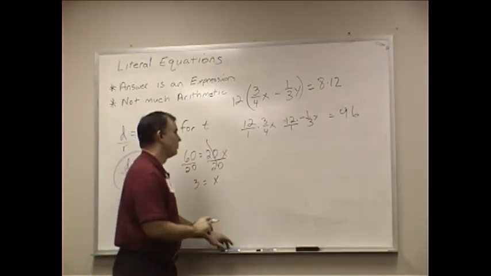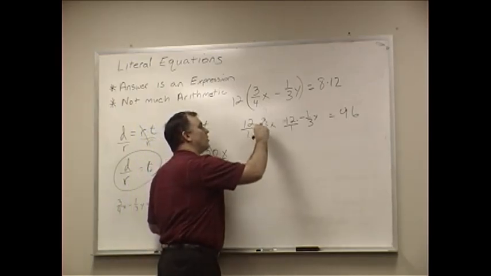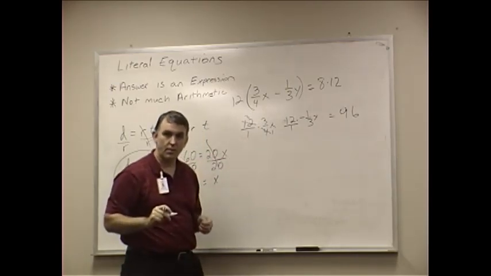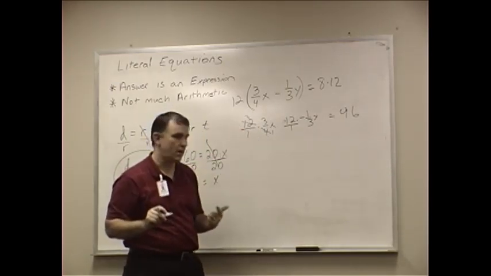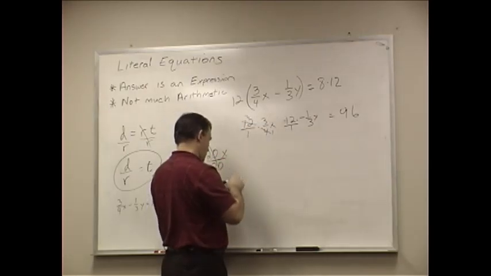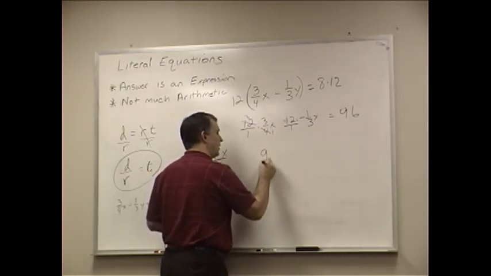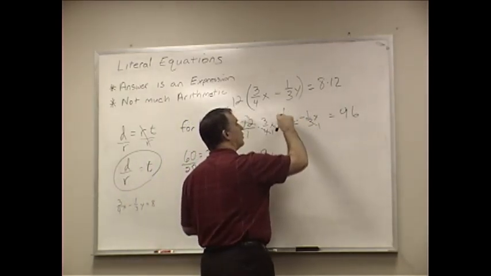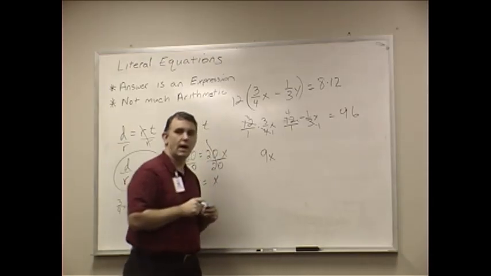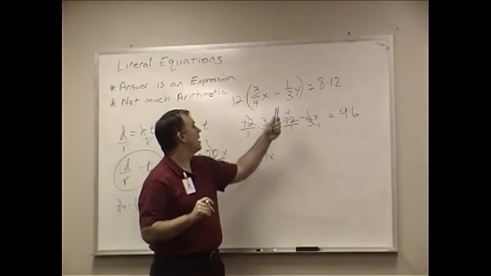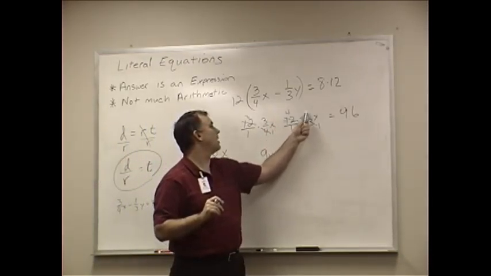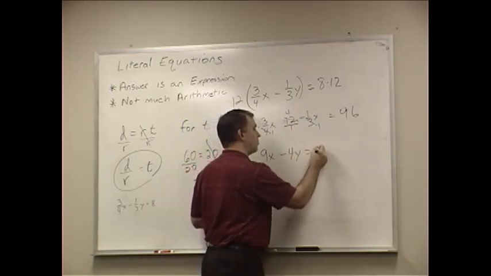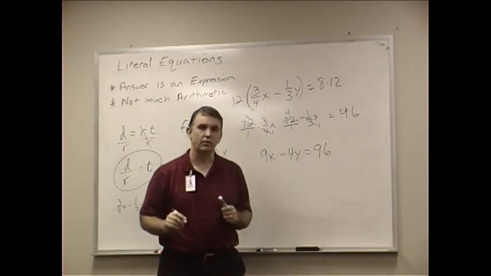All right. Now, some nice things happen here. The 4 is going to cancel out, turn into a 1, and the 12 is going to turn into a 3. Divide the top and bottom by 4 there. So that's going to give me 3 times 3 times x. That's going to give me 9x. Here, the 3 will turn into a 1, the 12 will turn into a 4, and we're going to do 4 times negative 1. That'll give me negative 4y equals 96.